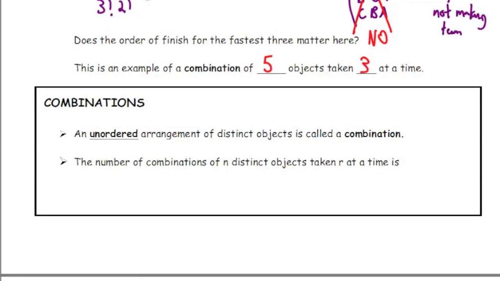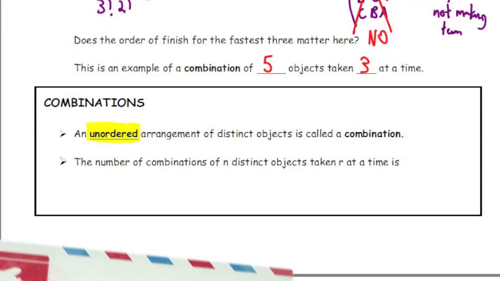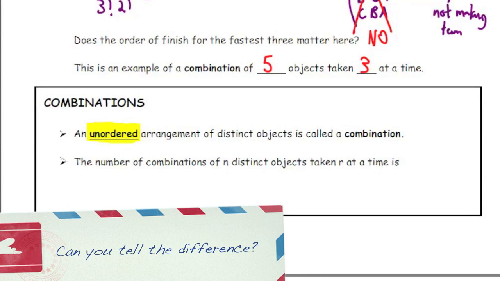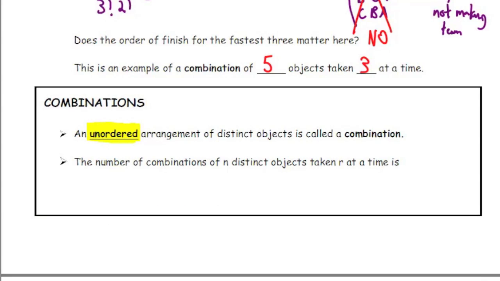And that leads us to the big definition, and this is where we're going to start to see some confusion between permutations and combinations, but there's a really simple way of remembering this, and that's the idea that a combination is an unordered arrangement of distinct objects, okay? So permutations, the order mattered: first, second, third. Combinations, it really doesn't matter what order we come in, so long as the top 3 or top 4 or top however many are counted.